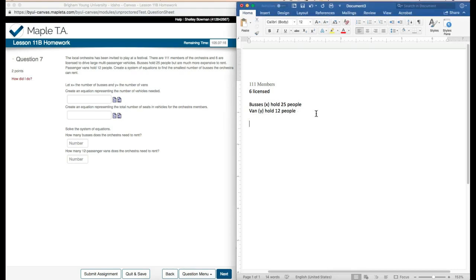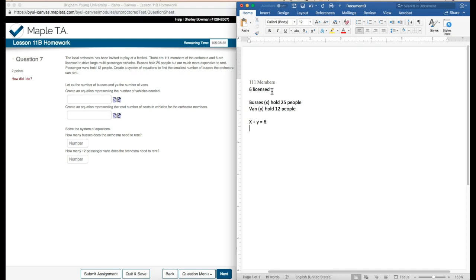So the first thing I know is that these will be the total that I'm looking for, which is really nice in these story problems. I know that I'm looking for total members and total vehicles, which tells me the 6 people who are licensed are going to be the ones driving the vehicles. Okay, so the first one is create an equation representing the number of vehicles needed. So I have 6 people who can drive. X is buses and Y is vans, so I'm going to add the buses and the vans, and I can only get to 6 people because only 6 are licensed to drive.